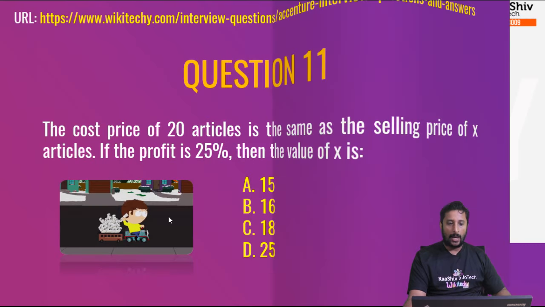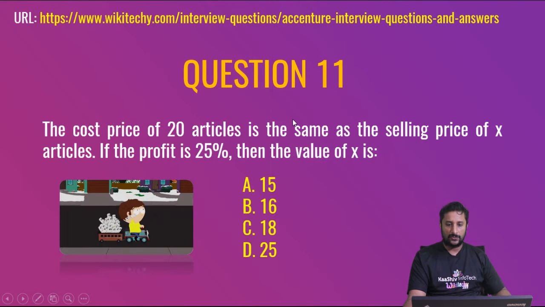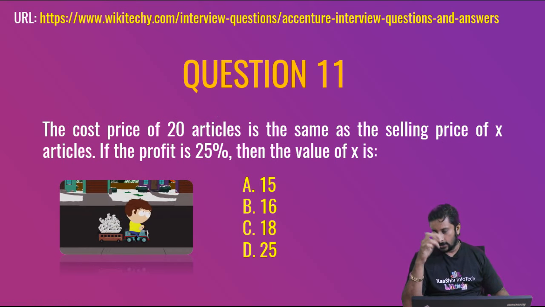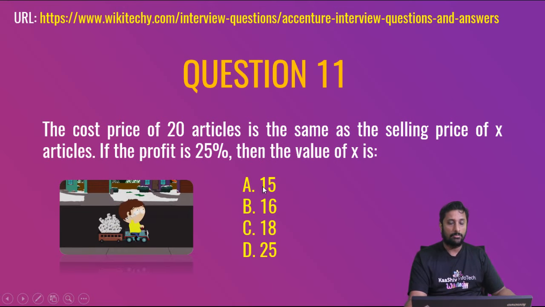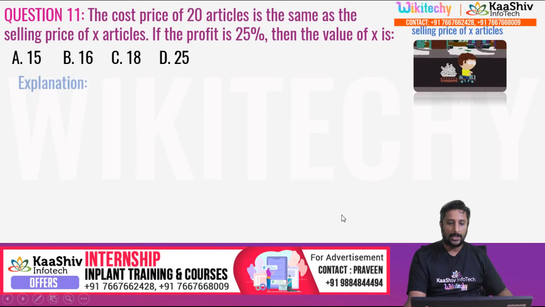So I'm trying to guess the answer. The cost price of 20 articles is the same as the selling price of X articles. I guess it can't be 25. Cost of 20 articles, so 20 into 1 or 20 into 2 or 20 into 3 or something like that. It should be an even number, I guess, maybe. So it can't be 25 and 15, I guess, but I'm not sure. Okay, so let's see the answer.